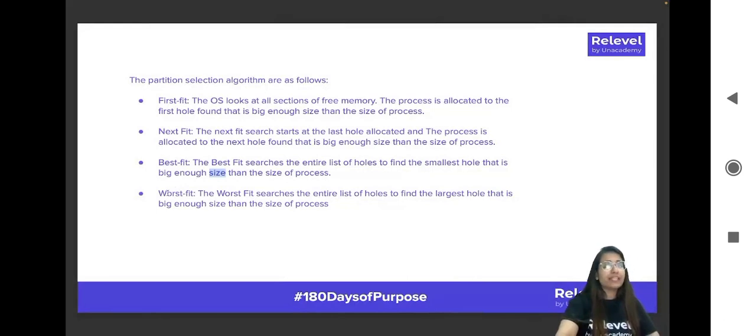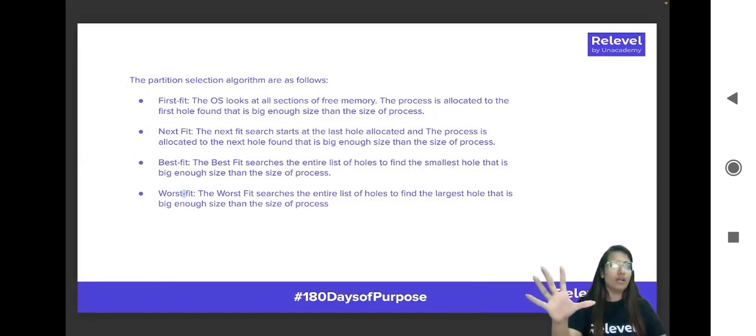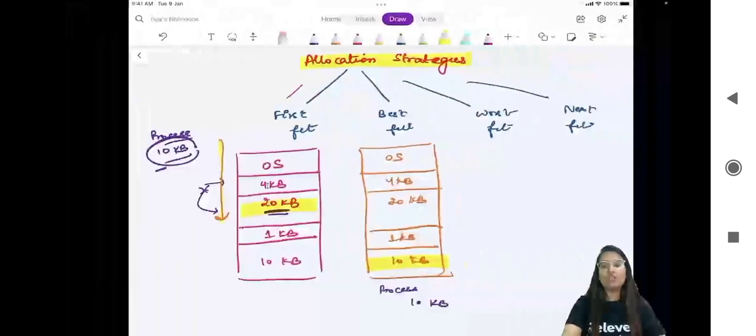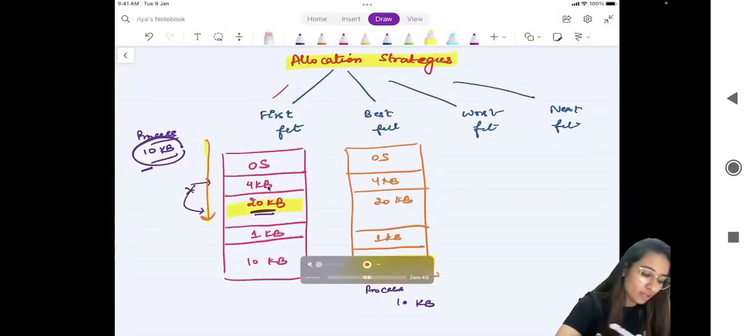Okay. Then we have the worst fit. In the worst fit, the algorithm searches the entire list of holes and finds the biggest hole that is big enough for the size of the process. Here we look for the one which is the biggest and not the smallest.